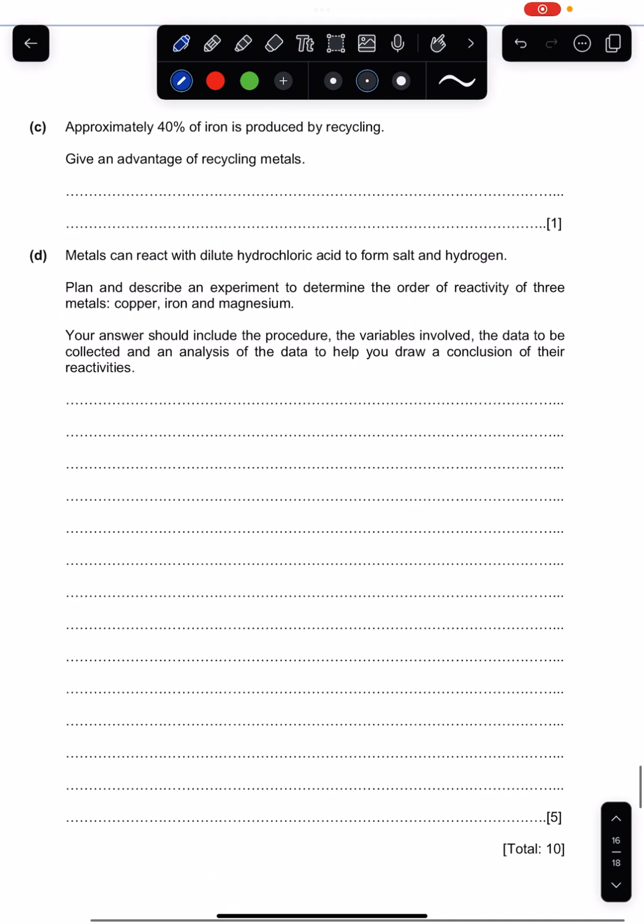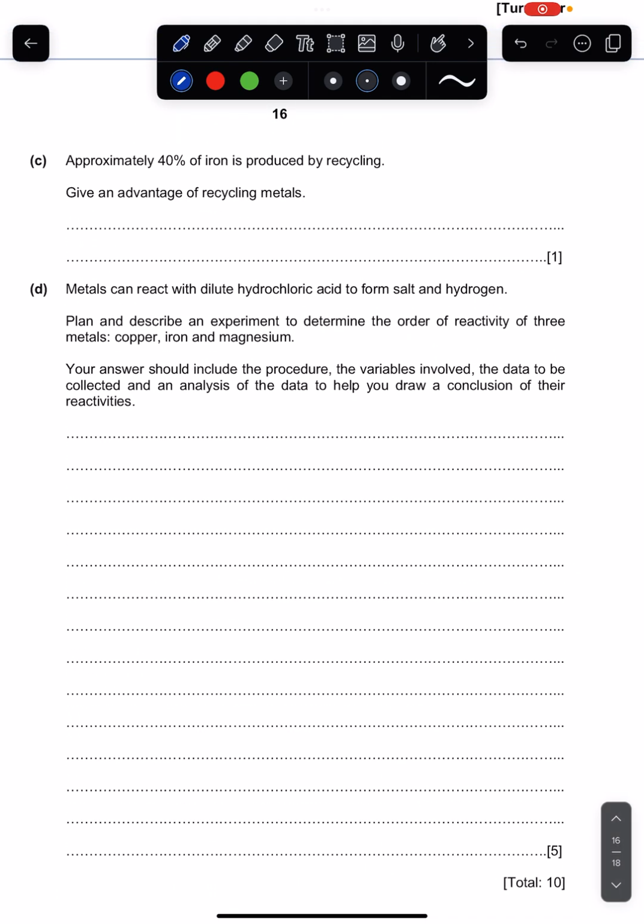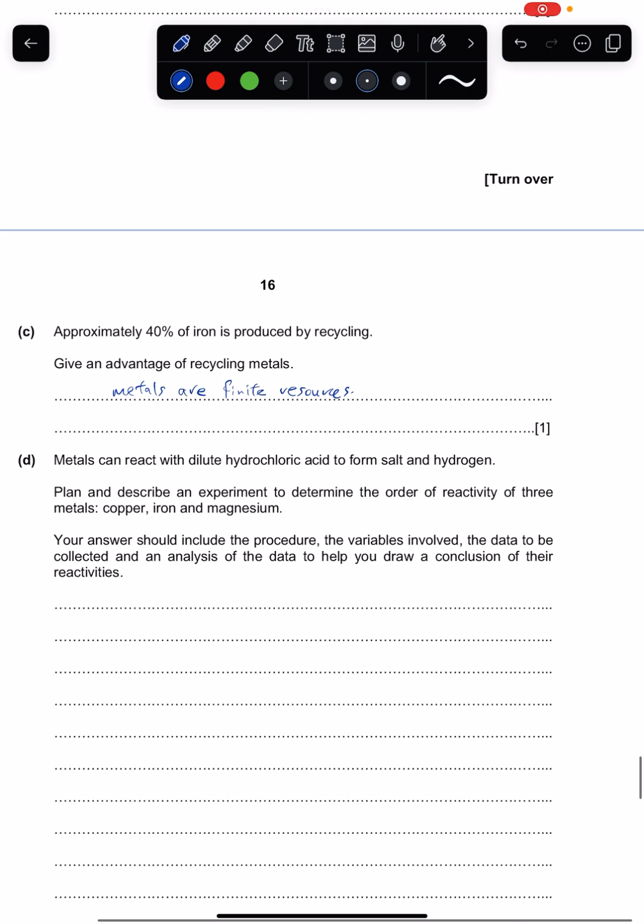Not yet at this. Oh, why do we recycle metals? Many reasons, but the clear reason is because metals are finite resources, meaning they will run out. So we recycle. So this is the plus point of recycling. But there are a few problems of recycling. First and foremost, it takes time to educate people.